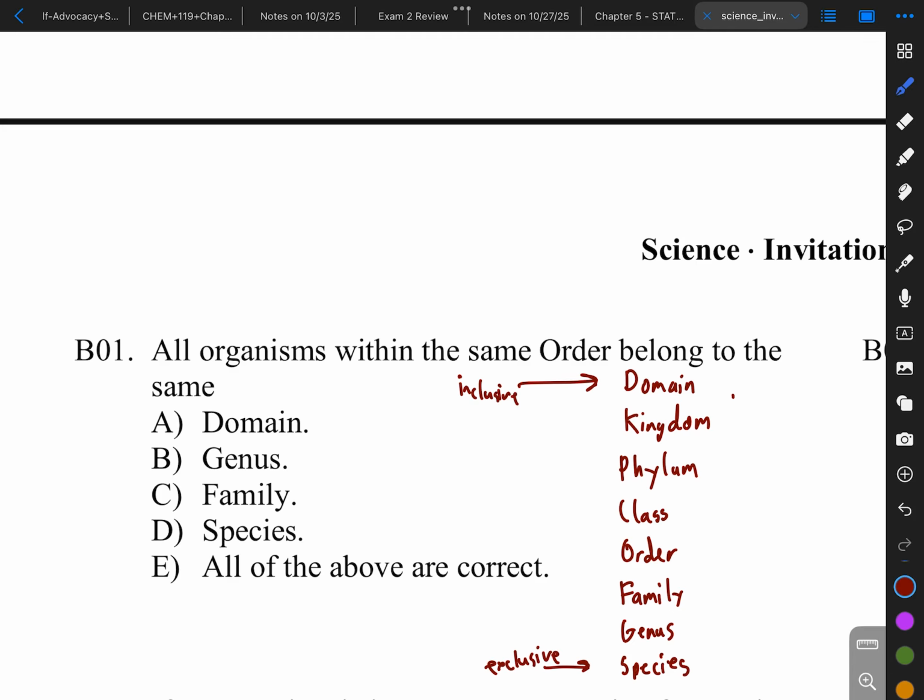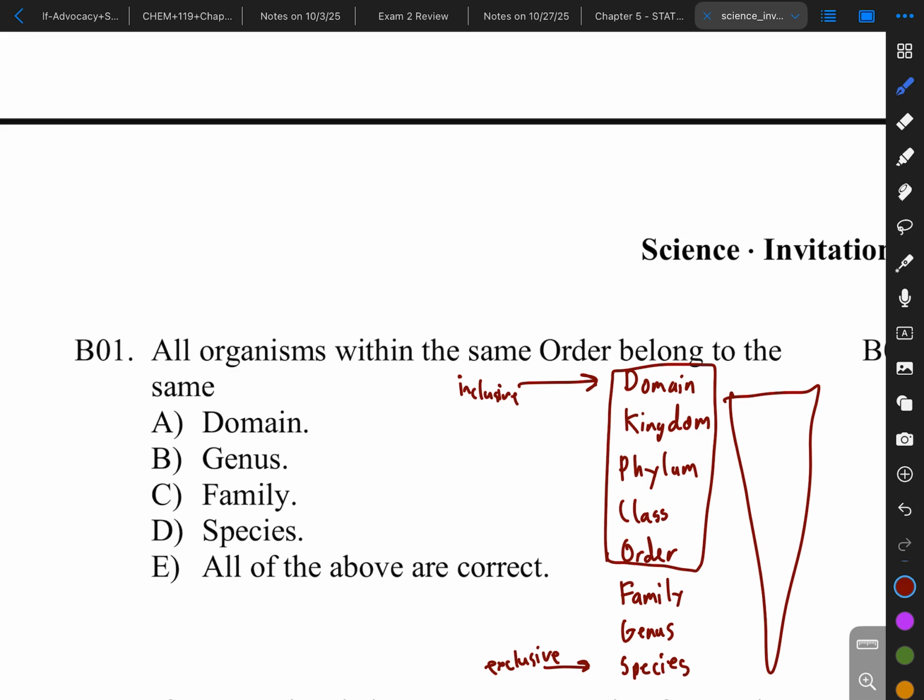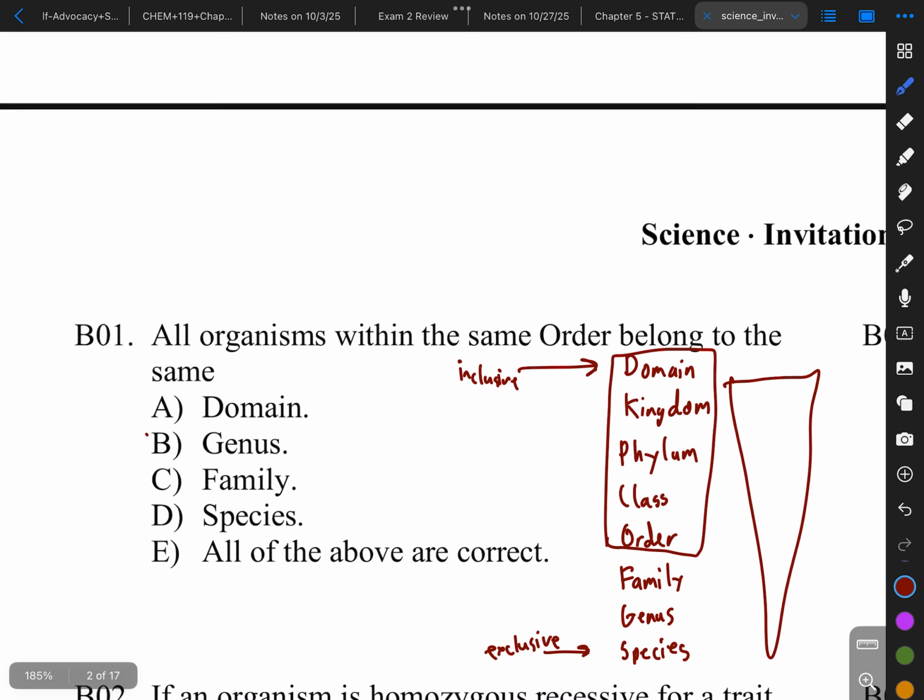So meaning anything above order, for example, all the animals here would be sharing the same domain, same kingdom, same phylum, if they have the same order. So that does not mean they're sharing the same family, genus, species. So we can get rid of those 3. So the only option in this case would be A, the domain.